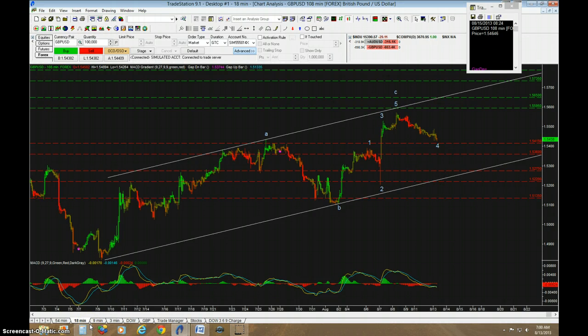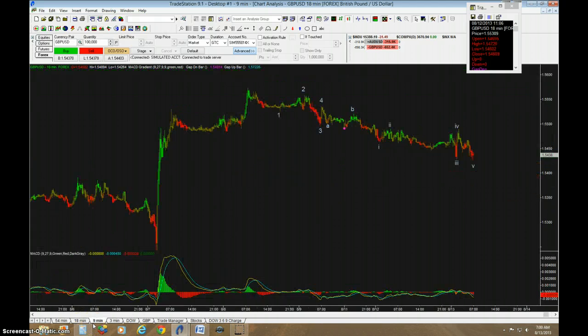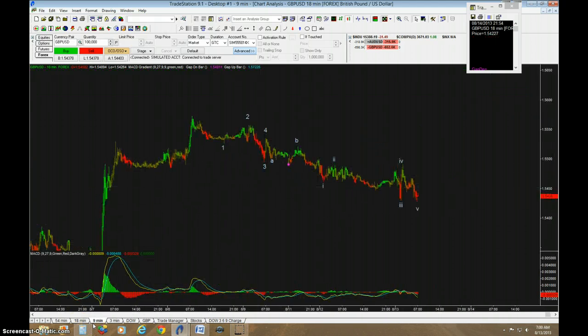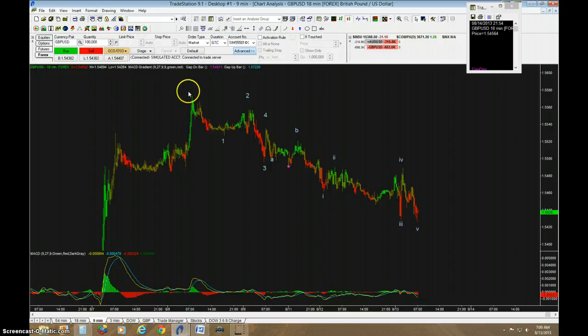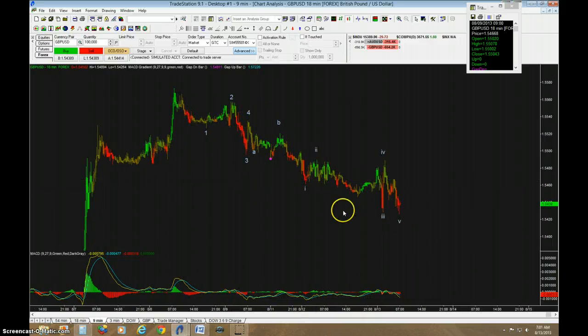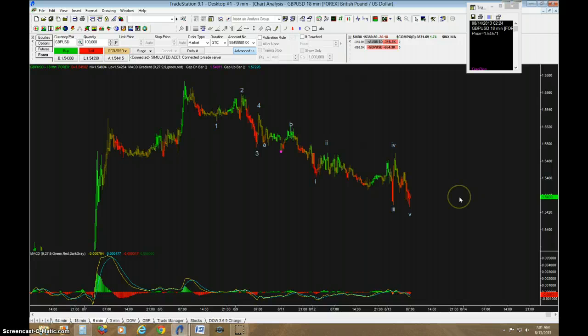So zooming in, this is a 108-minute chart. Zooming in a little further, this is an 18-minute chart. I'm counting the downward movement as an expanding zigzag. So you've got 1 to here, 3 waves. Then you've got your zigzag retracement, 3 to here in 3 waves. It's longer than 1. 4 gets into the price territory of 1. It's a zigzag. And then it comes down in a 5th wave, which also has 3 waves. You've got A, B, and then 1, 2, 3, 4, 5, another expanding zigzag.